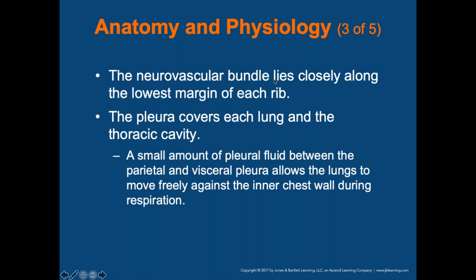So the neuromuscular bundle lies closely along the lowest margin of each rib. And the pleura covers each lung in the thoracic cavity. So a small amount of pleural fluid between the parietal and visceral pleura allows the lungs to move freely against the inner chest wall during respiration.